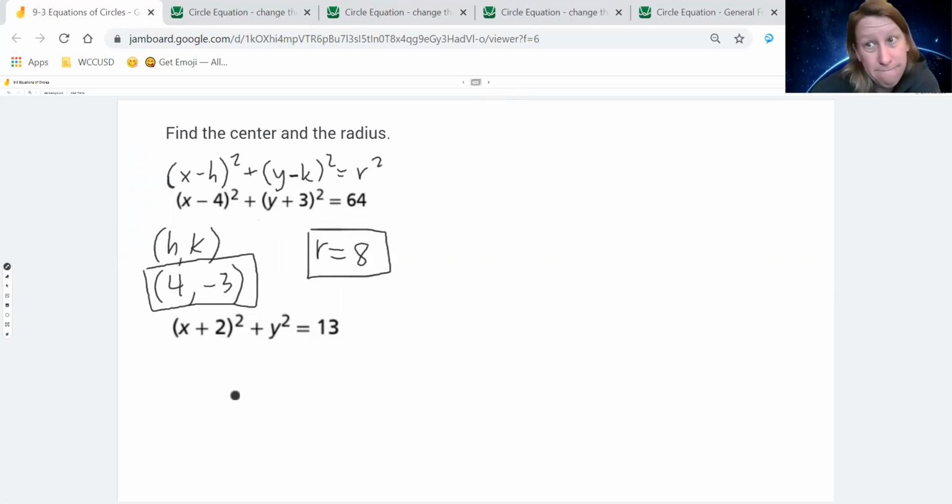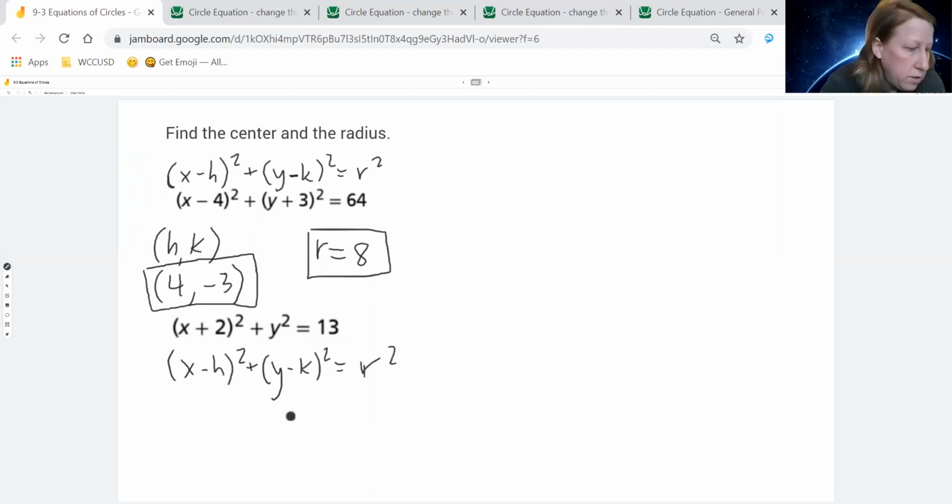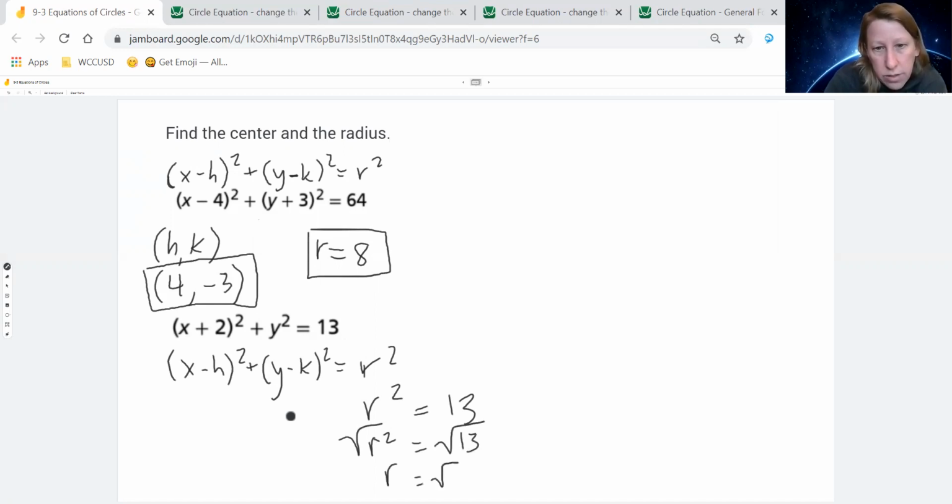How about this one? Okay, I'm going to write the formula. x minus h squared plus y minus k squared equals r squared. For this one, we know that r squared equals 13. So I'm going to square root both sides. The square root of r squared is r, if we're taking the principal square root. So the radius is the square root of 13. That's interesting.